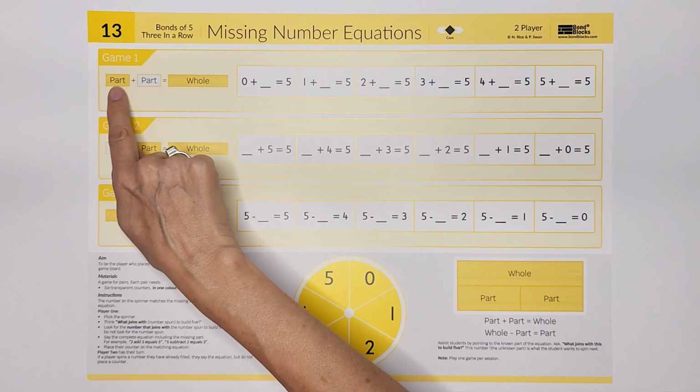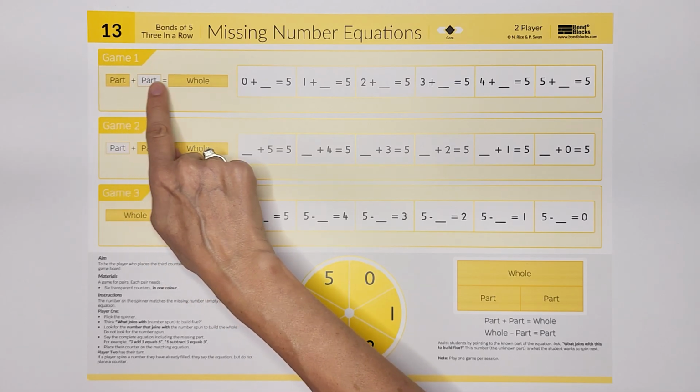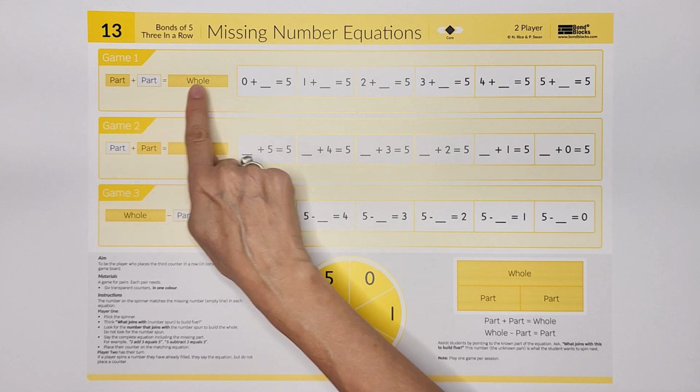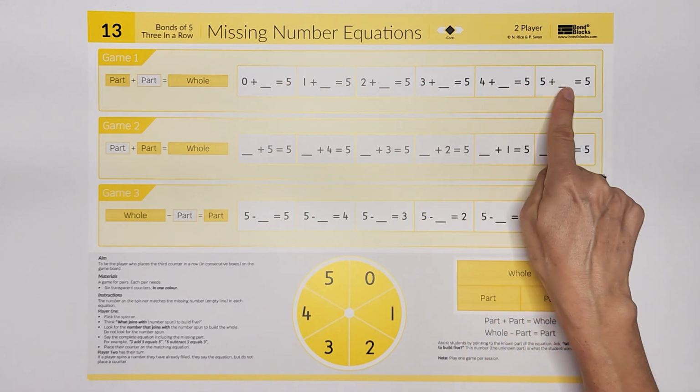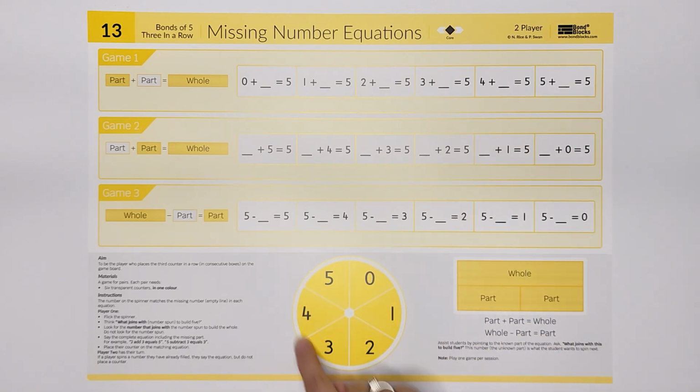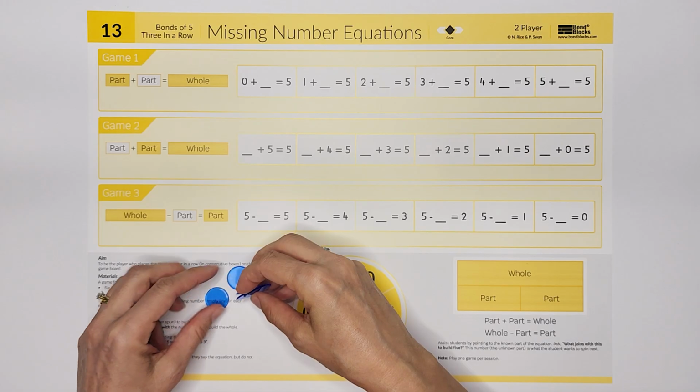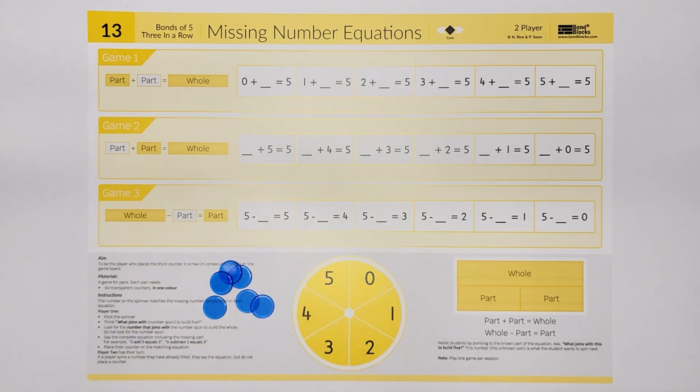For addition, it's part add part equals whole. So the missing part is the number that matches the spinner. To complete this activity, you need 6 transparent counters in one colour.